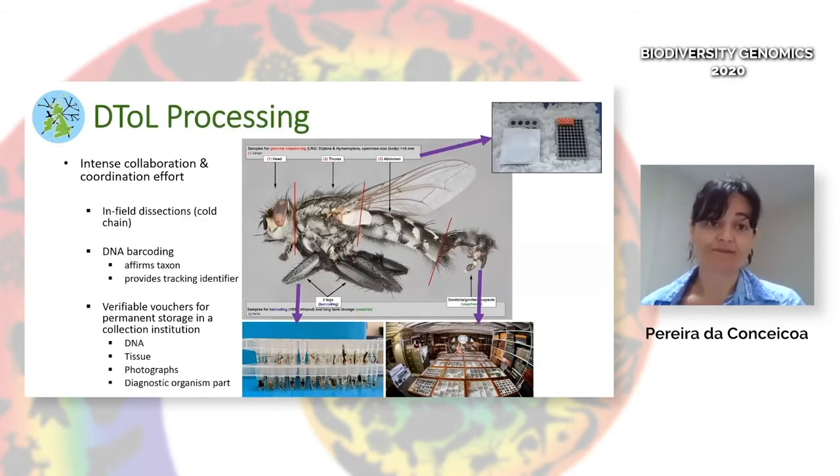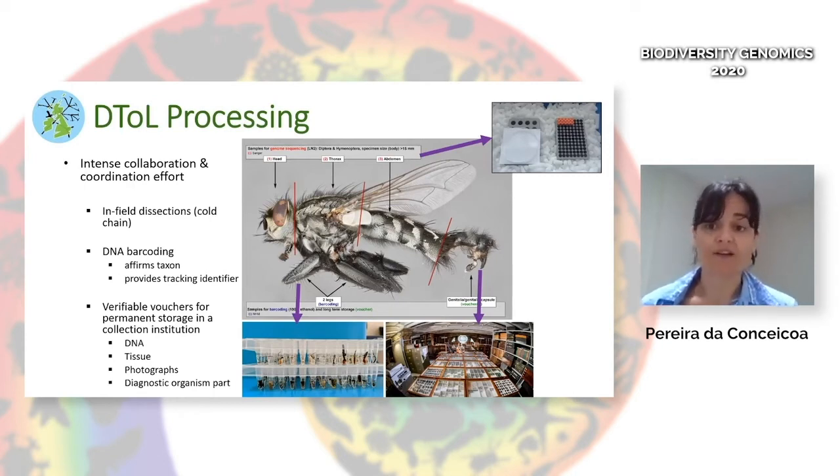When it comes to processing, every group presents its own challenges, and in some cases, dissections need to be done in field and on dry ice to maintain the quality of the tissue. DNA barcoding is also essential in this process and before any genome sequencing can take place, as it not only affirms the taxon, but it also provides a tracking identifier throughout the sequencing process.